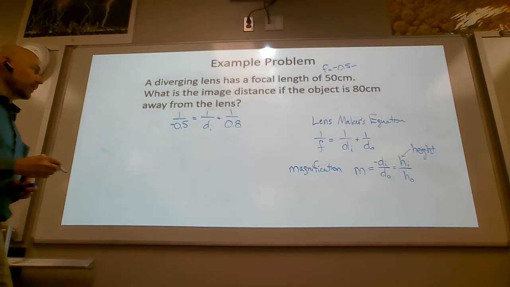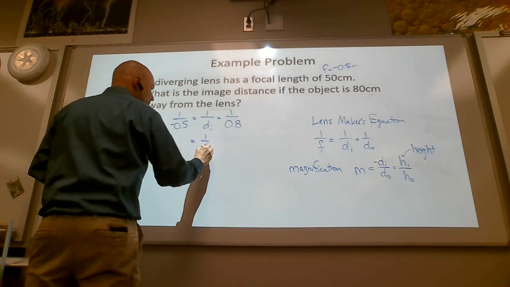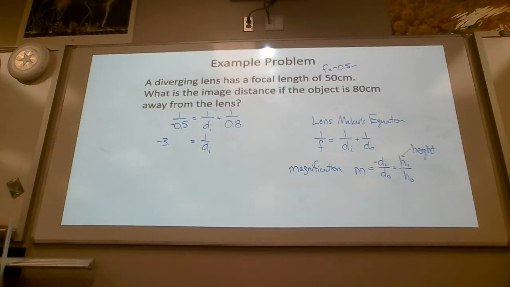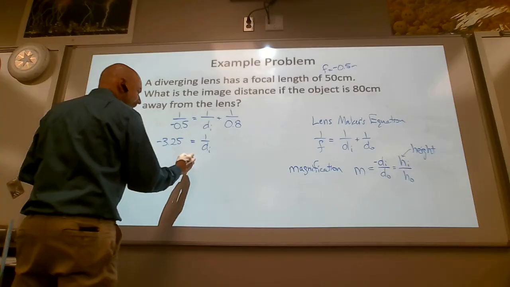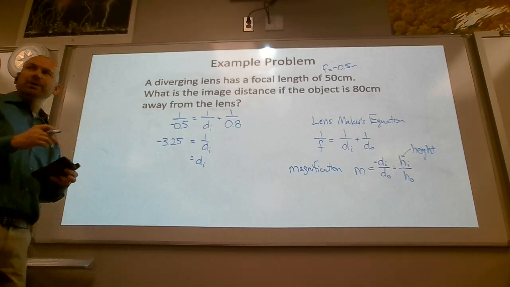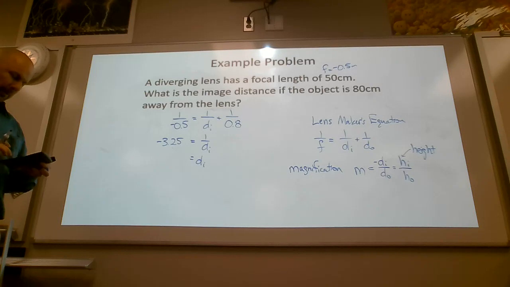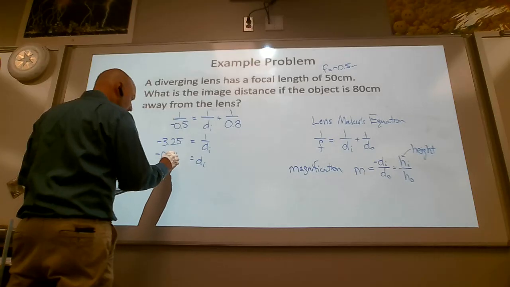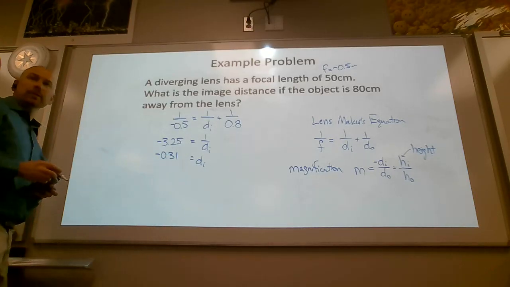And I'm solving for di. I feel like that is a 3 point something. So we have 0.5 inverse minus 0.8 inverse equals 3.25. Recognize that is not the answer. You need to find the reciprocal of that, just like with resistances. Hit that button again, and you find that to be a negative 0.31. Okay, so that's 31 centimeters.